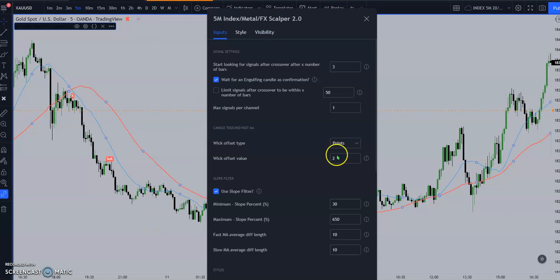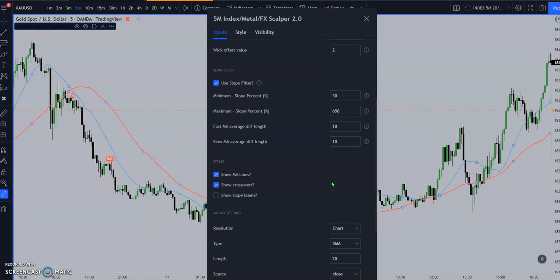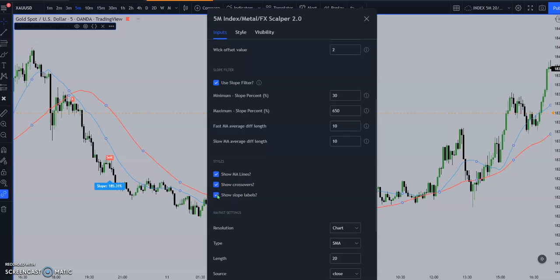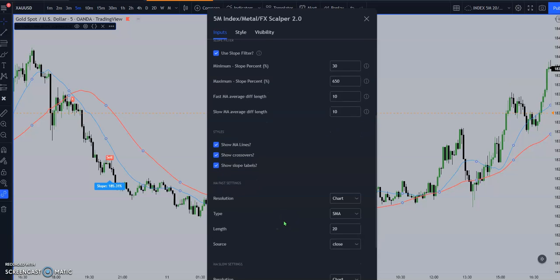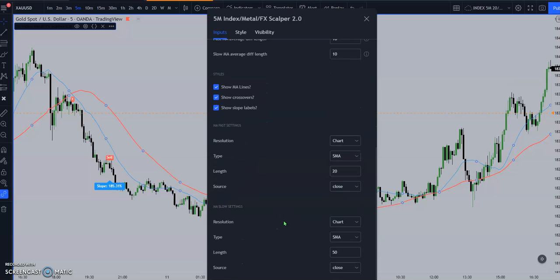Okay, let's move on to the slope filter. Now I am going to click show slope labels. All right, now if we come down here, first let's go over here. Now you can adjust your MAs. I personally use 20 MA and 50 MA, the smooth moving average.